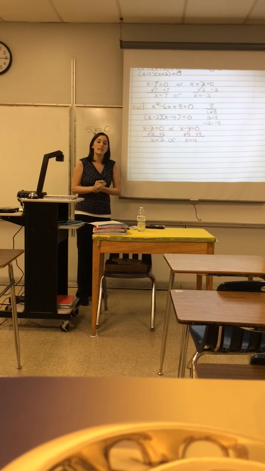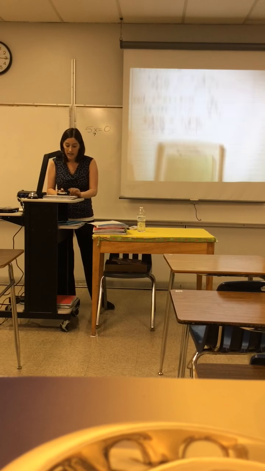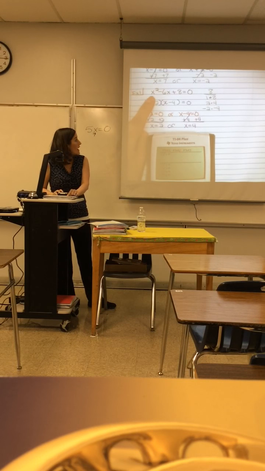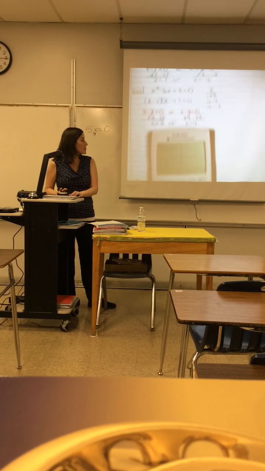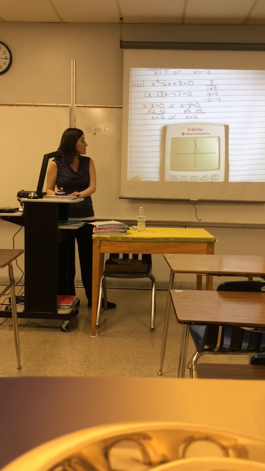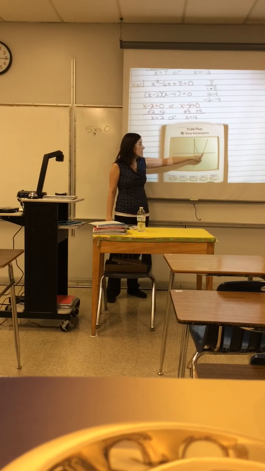I didn't even have to use the calculator at all to do this, but I do want you to check your answers using the calculator. So go back to the original problem that you started off with. I've got x squared minus 6x plus 8, and I'm going to hit the little graph button to see what it looks like. That parabola crossed at the positive 2 and the positive 4.